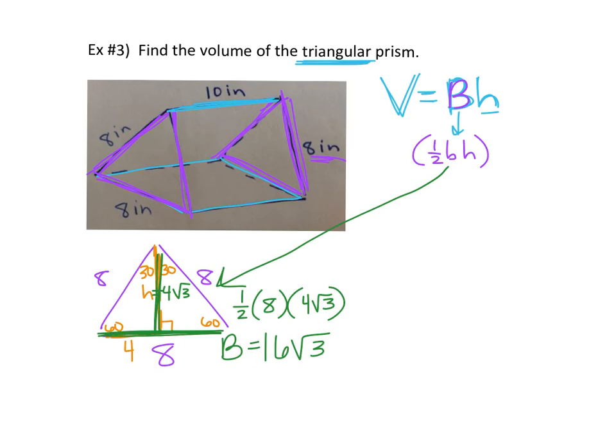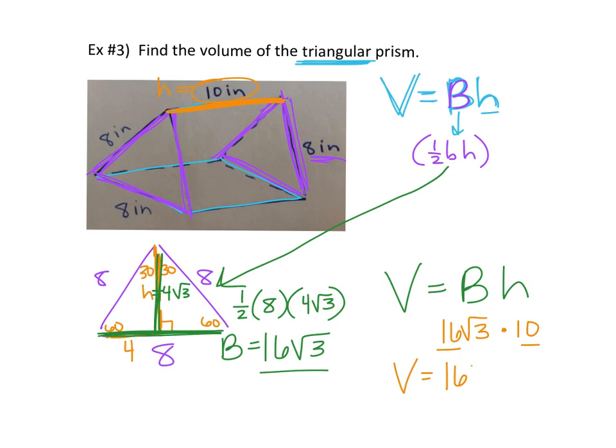A lot of times people are tempted to stop there because it's like, oh, I just did all this work. Oh, and I multiplied, so I'm done. That's just B, okay? We want the volume, which is B times H. So we're gonna take our B, 16 rad 3, and multiply it by the height of the figure. And if you go back up here, remember the height of the figure is this 10. So we're gonna multiply by 10. Simplest radical form says we go 16 times 10 is 160, and then multiply by rad 3, and we're talking cubic inches, okay?